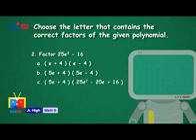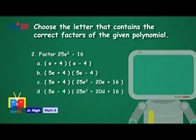C, the quantity of the sum 5e plus 4 times the trinomial 25e squared minus 20e plus 16? Or D, 5e minus 4 times the trinomial 25e squared plus 20e plus 16. The correct answer is B, 5e plus 4 multiplied by the quantity 5e minus 4.